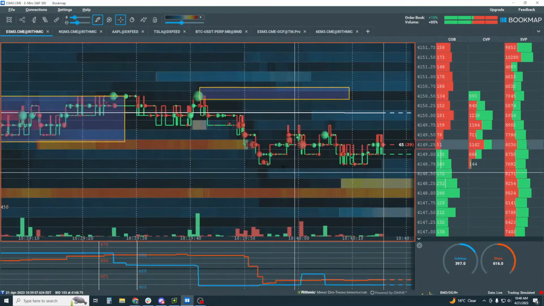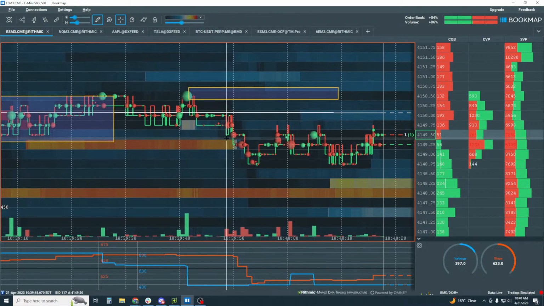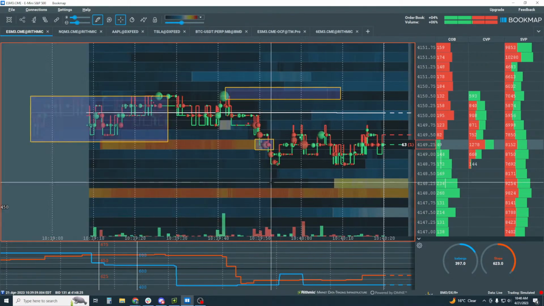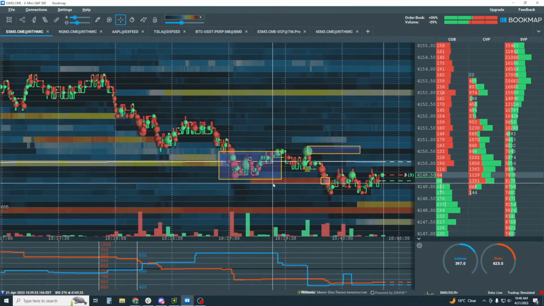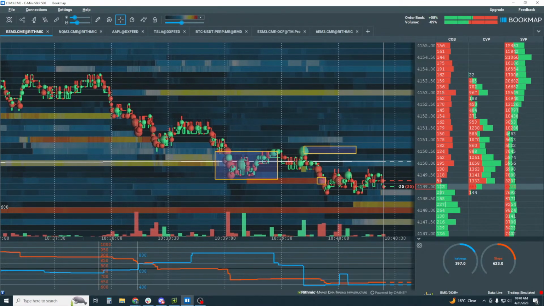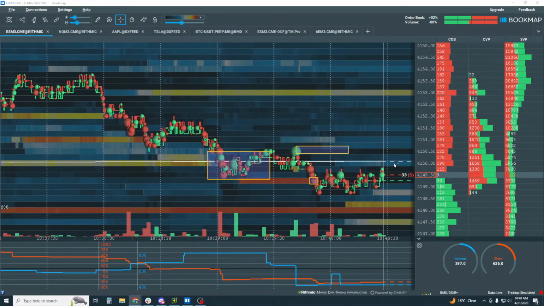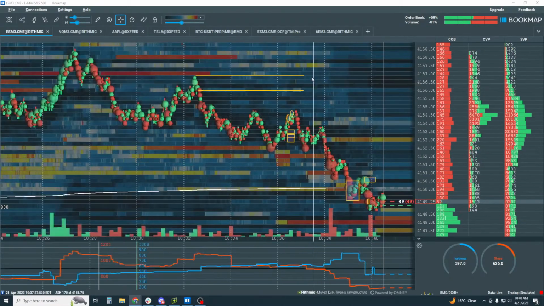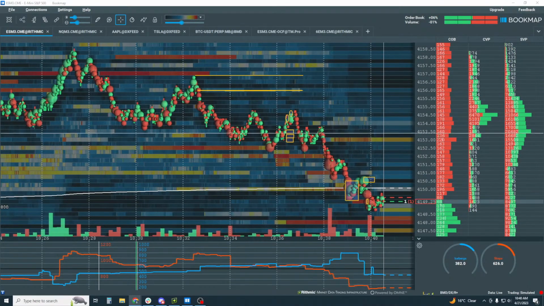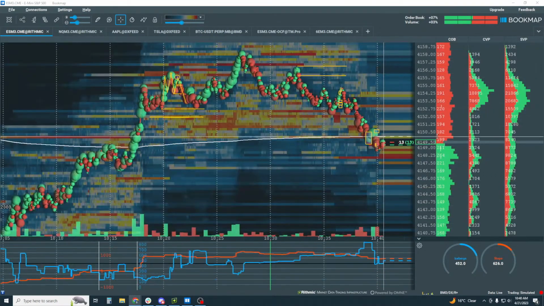Now this is becoming more interesting. They're kind of getting filled in here, kind of not. A beautiful move right back to your VWAP. There's your VWAP trade. Wonderful. Now what are you going to do though?